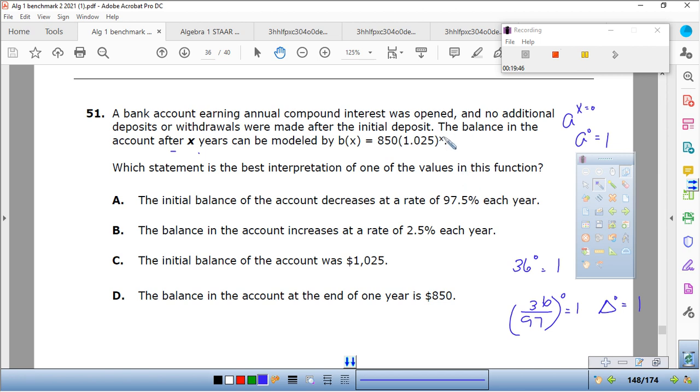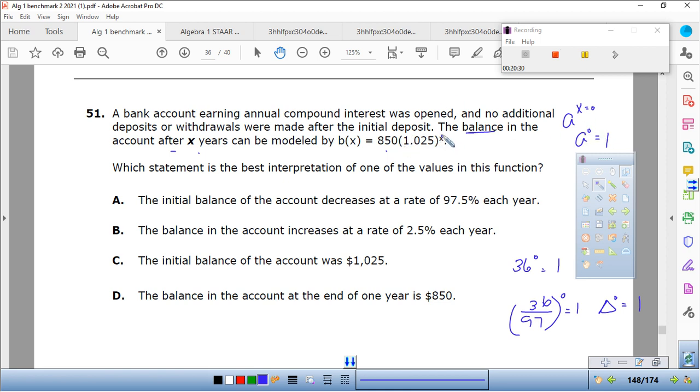So when time is 0, if you want to think about it, balance means the amount of money in the bank. But when time is 0, like when they barely put the money in, this thing goes to 0. My bad, it goes to 1. So you have 850 times 1. That means in the very beginning, you started off with 850. So that's where the 850 comes from. You really know that already. Anything to the 0 is 1.